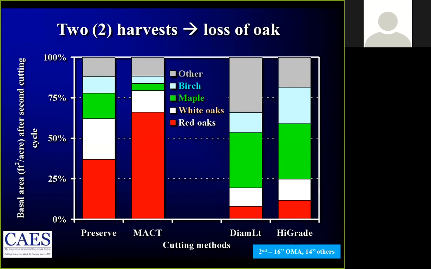So after the second cutting cycle, after the second harvest, the diameter limit plots looked almost identical, as far as structure and basal area, to the stands that had been high graded 20 years previously, and only two cutting cycles. Here in 2020, we're going to be putting in the third cutting cycle on all these, and I imagine we're going to pretty much cut out all of the oak in just a few cutting cycles. And I think that's all too common when we go out there and we don't think as foresters should, we don't think about what's going to be the next generation of trees out there.